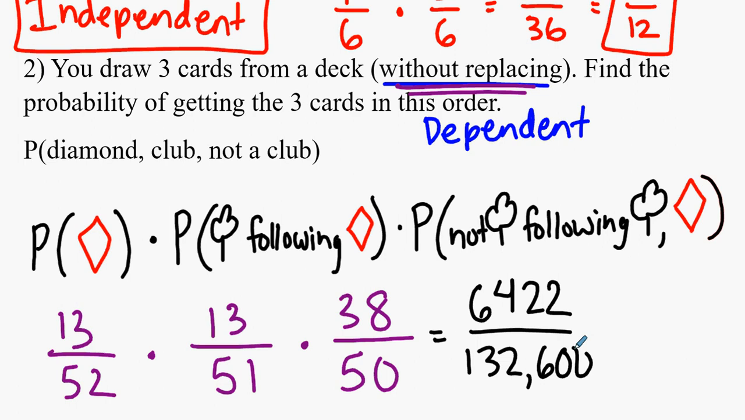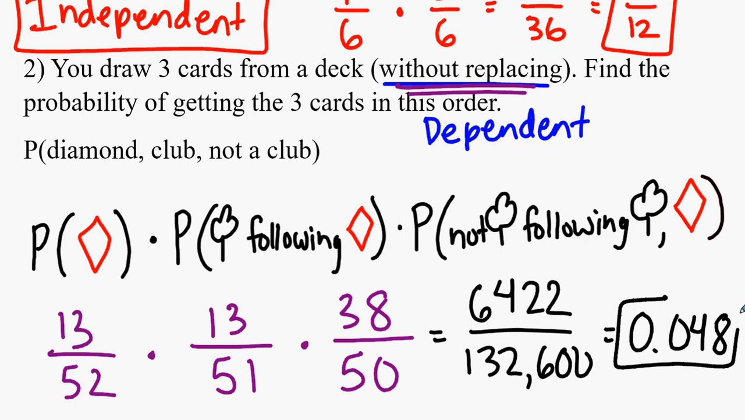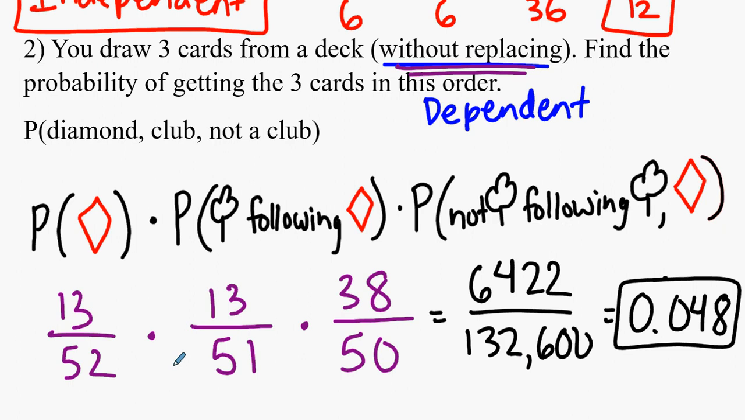And the likelihood of that occurring, assuming I typed everything in correctly, is about a 5% chance. 0.048. For this section, it's probably wise to go out maybe 3 decimal places to be consistent. So that's a 4.8% likelihood of that occurring.